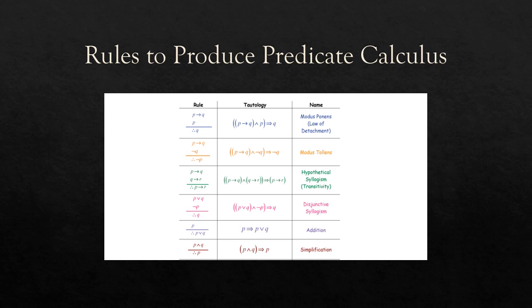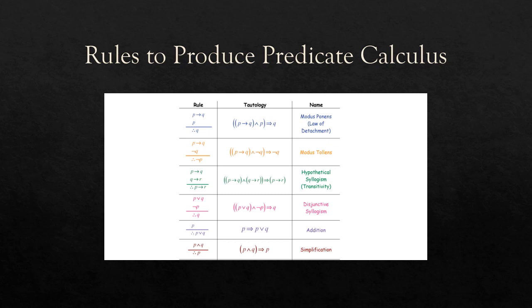Disjunctive syllogism: P or Q, then not P comes, then the result should be Q. So P or Q and not P implies Q, which is the tautological representation of disjunctive syllogism. And addition: if P comes, then P or Q. The tautological representation is P implies P or Q.